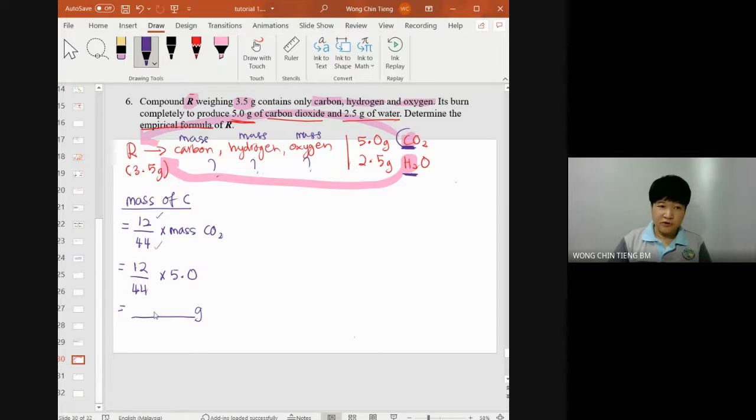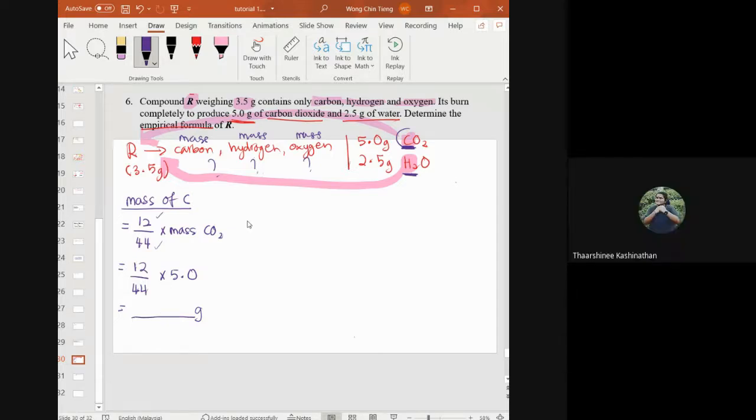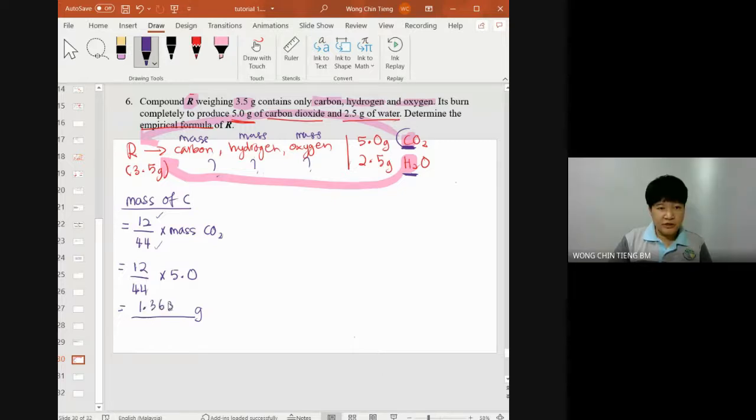Tashini, your answer is wrong. 1.3636. 1.3636, and as we all agreed last week, 4 decimal places. Apa-apa kurang daripada 1.3636 saya tak terima. Okay? Saya tak terima. Next, mass of hydrogen.